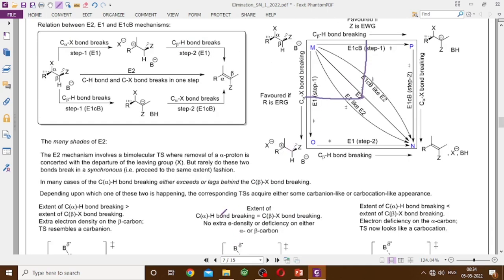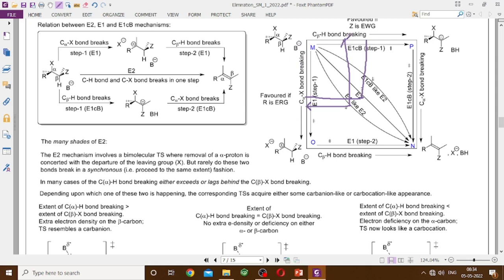If it is like that, if the CH bond and the CX bond break to the same extent, then we will move along this diagonal line. But apart from this, there are two other possibilities. One possibility is that the CX bond has been broken a little bit more than the CH bond. So we are talking about this scenario here. If this is like 0.65 or something like that, so that bond is almost 65% broken.